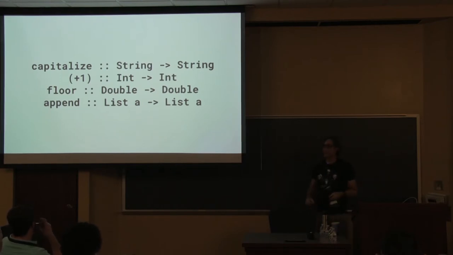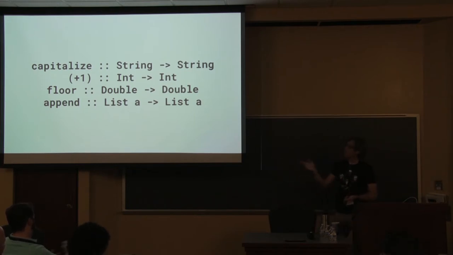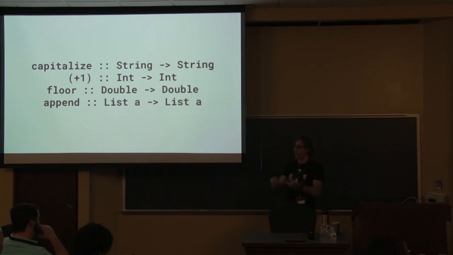Examples of endomorphisms: if we're going to capitalize the string, that's string to string, makes sense, right? For adding one, string to string, taking the floor. If we're appending, well, it's a list of A to a list of A, still an endomorphism. A cool aspect of endomorphisms is that, because they're A to A, they are often monoids. They're appendable to each other. They can be combined, right? You have an A to A, you can then hook another A on there, and you just keep going. Okay.